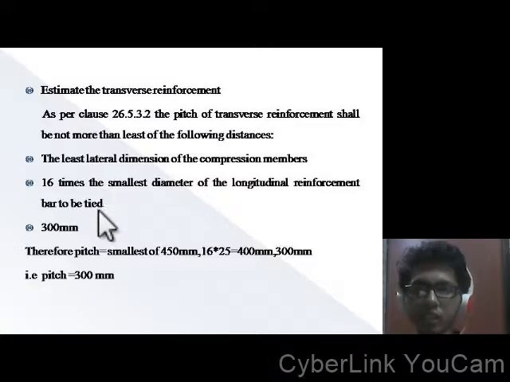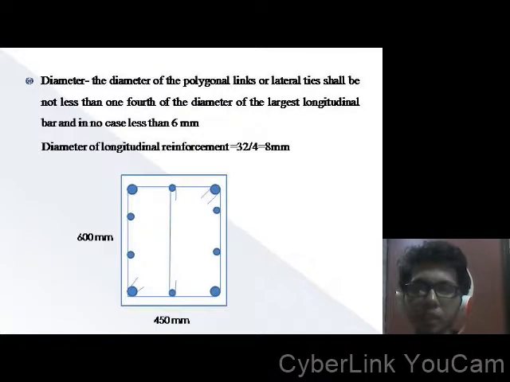We find the three values, and whichever is minimum, we'll choose that. Here the smallest of the 450 mm, and 16 into 25 mm, that's 400 mm, and the 300 mm. We'll get it as 300 mm is the lowest value, so we'll choose that as it is.